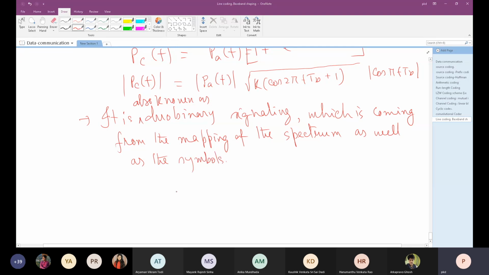It is mapping of the spectrum because if we plot this PCF, we shall see that it will be multiplied by a cosine function. So kind of bandwidth energy is halved in the principal band. And duo means doubling the band. So that's why this terminology duobinary is introduced.